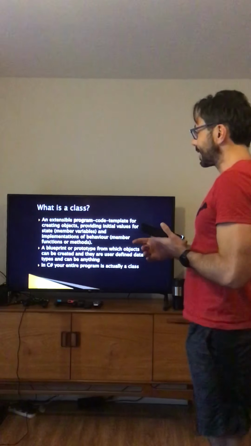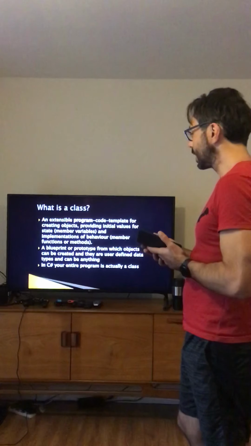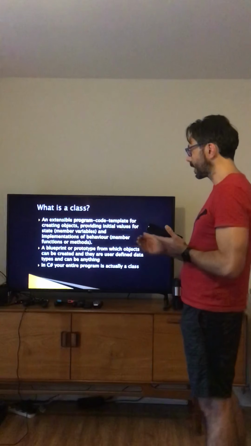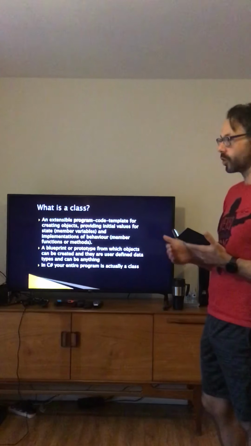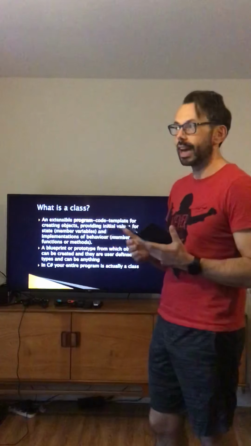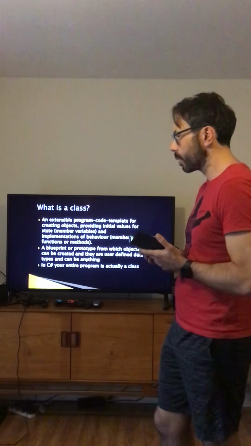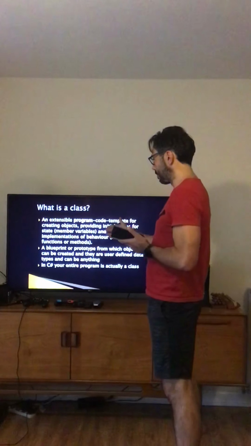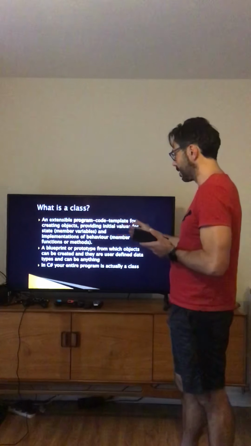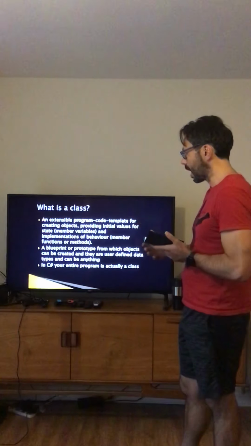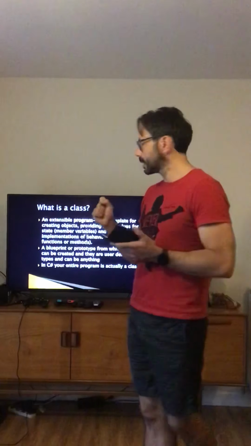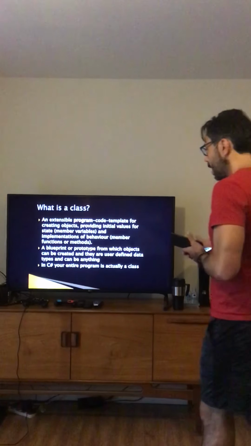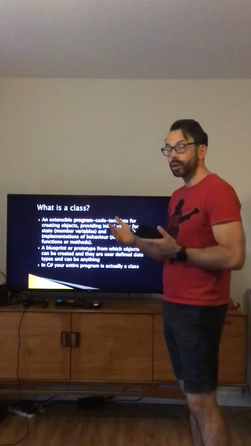So what is a class? An extensible program. It's really a template for creating objects. You're providing initial values, so once you instantiate those objects, you're putting those objects into a valid state, as I stated before in programming with objects. So you're putting the member variables into a valid state, and the implementation of behavior, member functions or methods are in there as well. So it's really a blueprint or a prototype from which the objects can be created. And they're user-defined data types and can be absolutely anything.